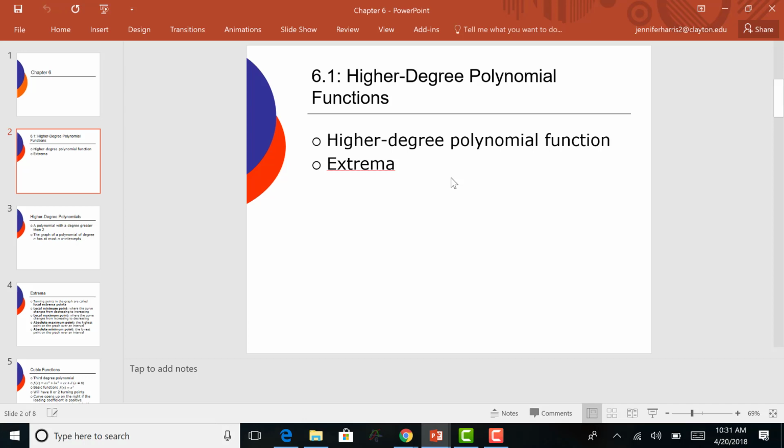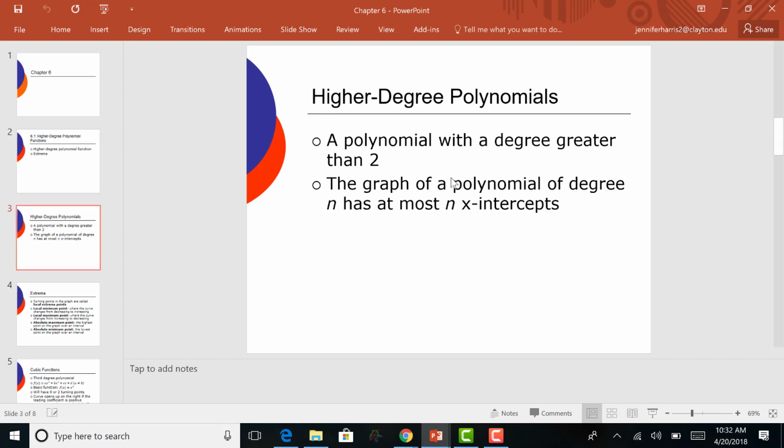Chapter 6 is talking about higher degree polynomials. And when they say higher degree, it just means anything with the highest exponent above 2. So these 2 that we're just going to focus on in this section are exponents of 3 and 4. The higher degree polynomials we're going to talk about in this section, the highest exponent is going to be a 3 or 4. We call them cubic and quartic. So that's what that says, okay? It has degree higher than 2, which is going to be 3 and 4.